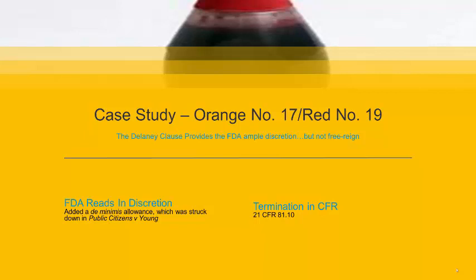Here it was interesting in orange number 17 or red number 19 because that evidence was present at the time of submission and the FDA attempted to ignore it. It's a little more challenging to get the FDA's attention after the submission has been approved, but if there's that evidence at the time of submission, chances are you're not going to get the approval, even if it's a de minimis amount. So that's something important to consider under the Delaney clause.